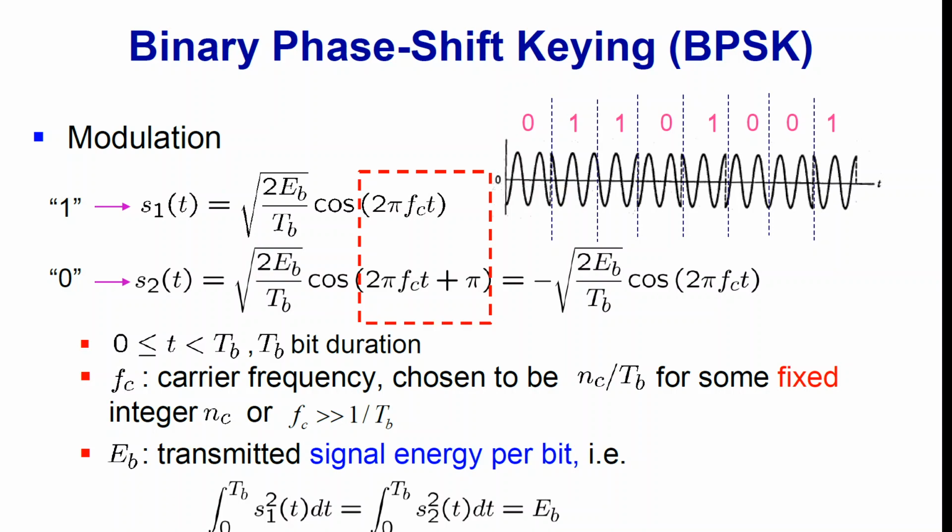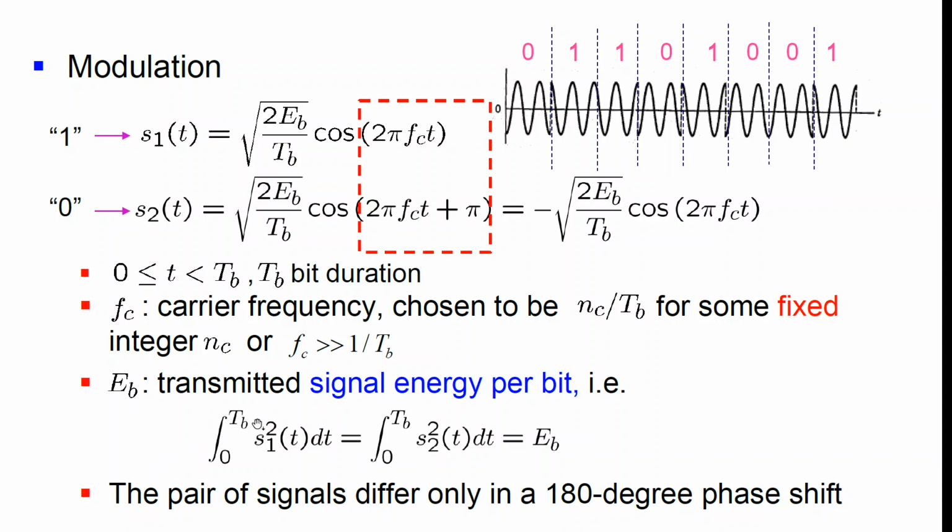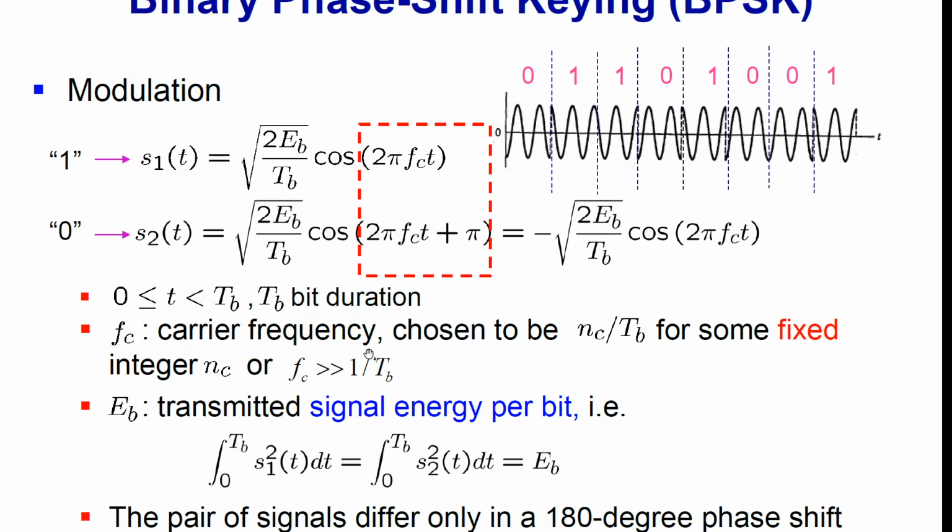Here EB is the transmitted signal energy per bit. You can see that if you do the integral of S1 square of t, you will get EB. And for the energy of S2 square of t, if you do this integral from 0 to TB of S2 square of t, you will get it as EB.